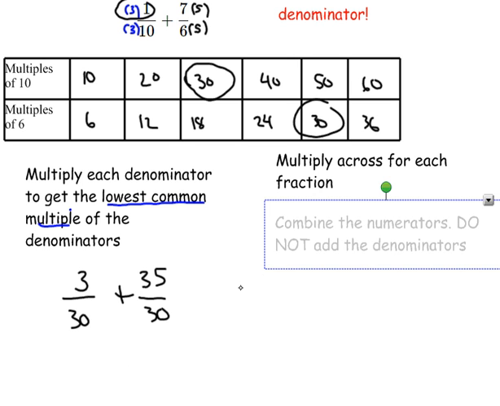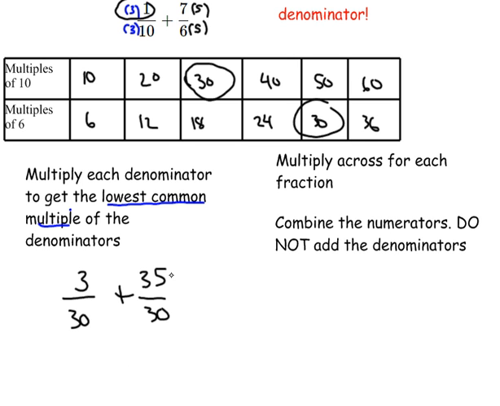So now I can combine the numerators. Remember, do not add the denominators. Leave the denominator the same. So I'm going to combine the numerators. 3 plus 35 is equal to 38. So I get 38 over 30.